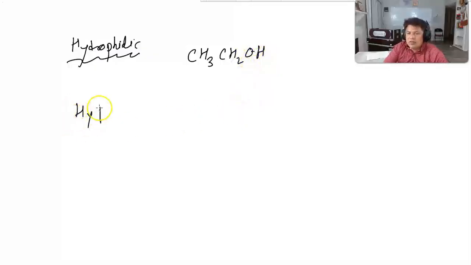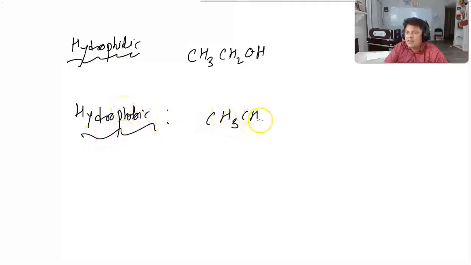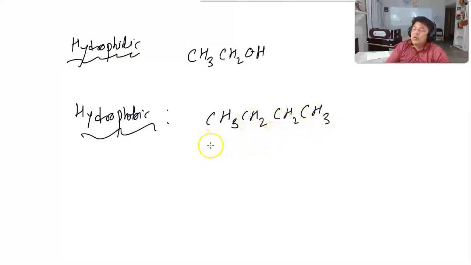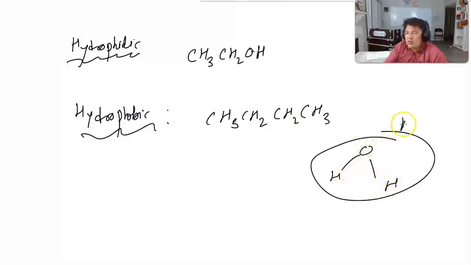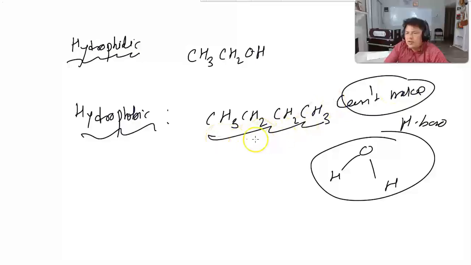And hydrophobic, for example, oil. For example, alkane, CH3, CH2, CH2, CH3. Butane, for example. You cannot mix that in water, because it is oil and doesn't have any hydrogen bonding. Water, H2O, can make the hydrogen bond, but butane can't make the hydrogen bond. So that's why this cannot mix in water.